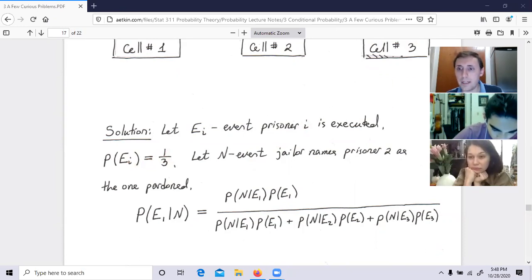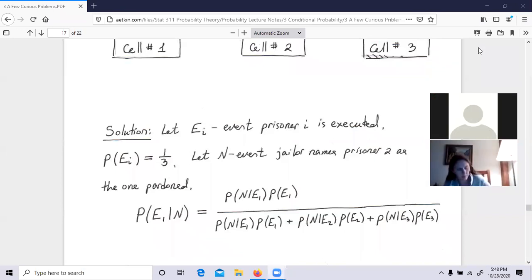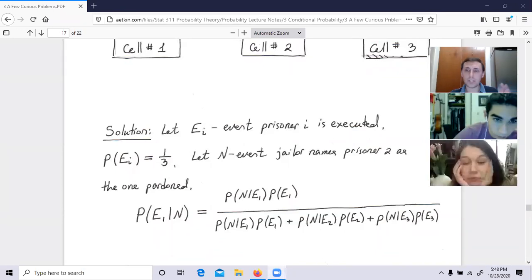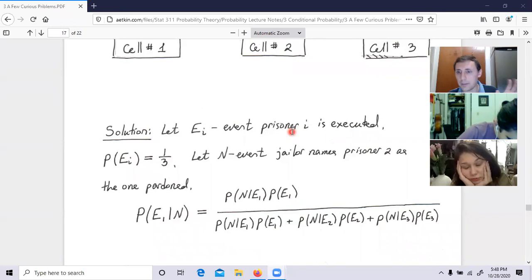So what do I mean by that 1/3, guys? I mean that, you see, if I know nothing about this universe and I simulate the situation again and again and again, I will find that, let's say, out of 3 million simulations, roughly 1 million will be prisoner 1, 1 million will be prisoner 2, 1 million will be prisoner 3.